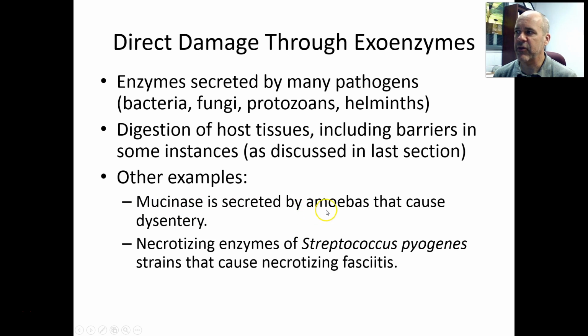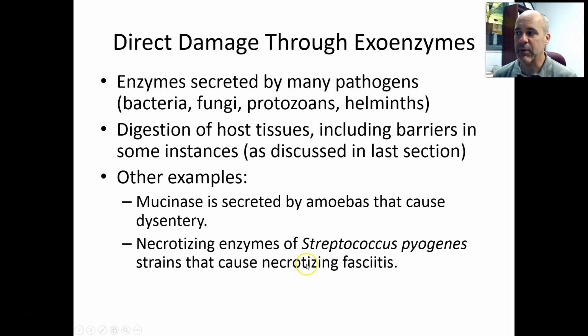Mucinase is an enzyme that is secreted by amoeba species. Amoebas are protozoans, so single-celled eukaryotes. There are amoebas that cause dysentery, which is a very severe, bloody diarrhea. Not something that would be very pleasant to have. Mucinase is an enzyme that helps break down the mucus located along the inside lining of the intestinal tract. And then we've talked a little bit already about flesh-eating disease. Streptococcus pyogenes is a species of bacteria. Some strains of it cause flesh-eating disease.